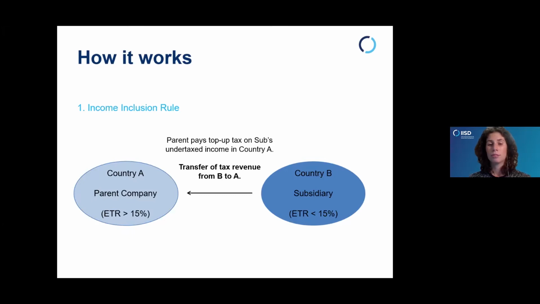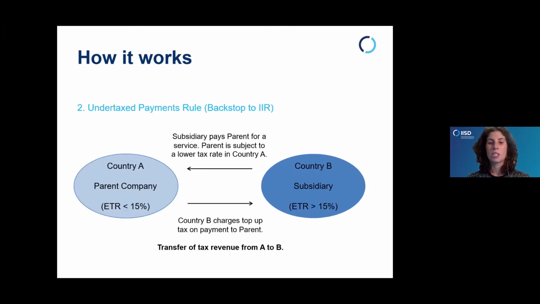In the next example, on the following slide, the subsidiary pays the parent company for a service. Let's assume that the parent company provides management services to the subsidiary in country B, so the subsidiary in country B is paying the parent for providing that service. However, the parent's effective tax rate in this case is lower than the agreed minimum rate. In this instance, country B, where the subsidiary is located, is entitled to charge top-up tax on the undertaxed payment to the parent in country A. This would result in a transfer of tax revenue from country A, where the parent is, to country B.